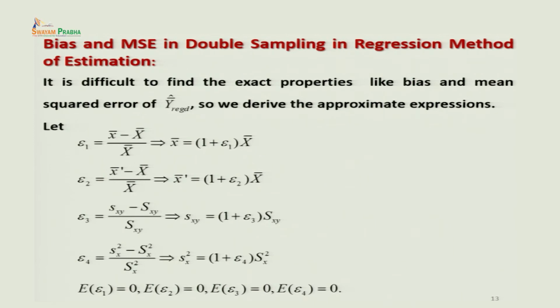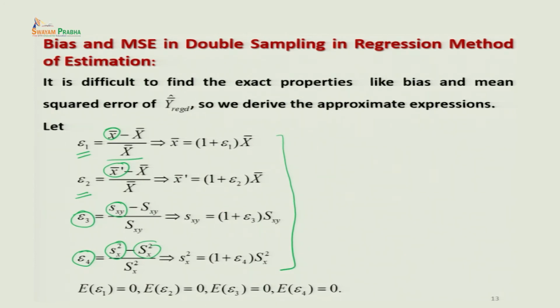So we define epsilon 1 for small x bar as small x bar minus capital X bar upon capital X bar, epsilon 2 for x bar prime, so this is x bar prime minus capital X bar upon capital X bar, then epsilon 3, which is small Sxy minus capital Sxy divided by capital Sxy, and similarly epsilon 4, which is small Sx square minus capital Sx square divided by capital Sx square. And then based on that I can write down small x bar, x bar prime, small Sxy, small Sx square like this.